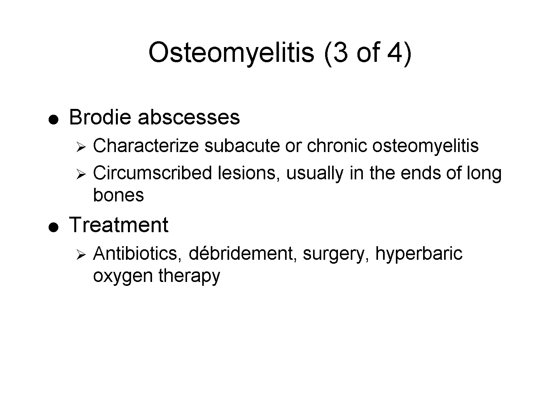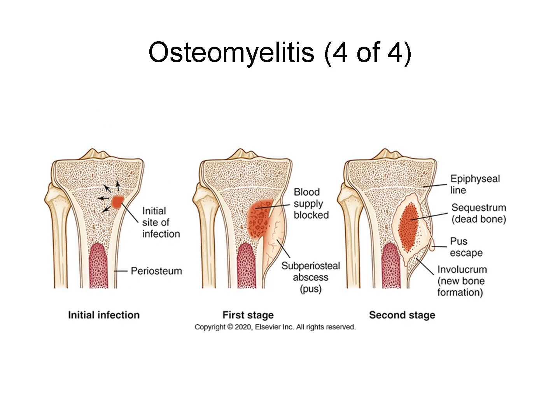Treatment includes long-term antibiotics, surgical debridement, and in some cases, hyperbaric oxygen therapy. Chronic infections may lead to bone necrosis or even amputation if untreated. This slide summarizes management for both acute and chronic osteomyelitis.